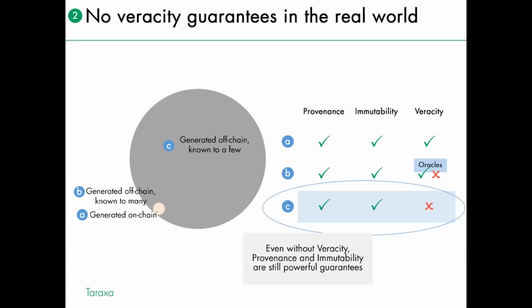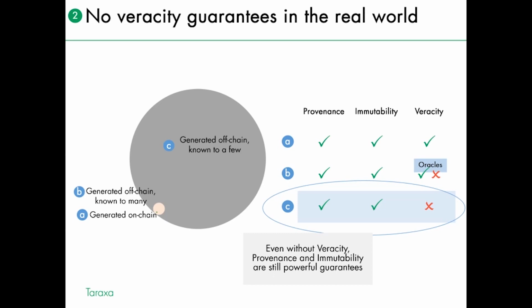The second type of data is data that's being generated off-chain, but it's actually publicly known data. Lots of people know about it. This type of data could be things like weather, things like the outcome of sports events. So this is off-chain data, but known to many. And then you have the third type, type C, generated off-chain, but known to a few.